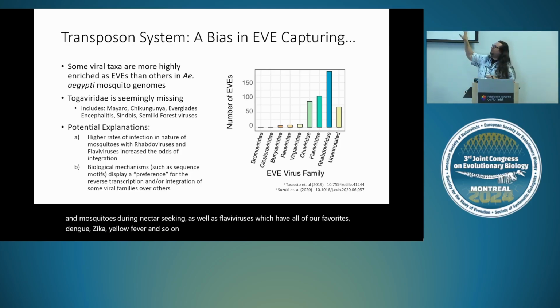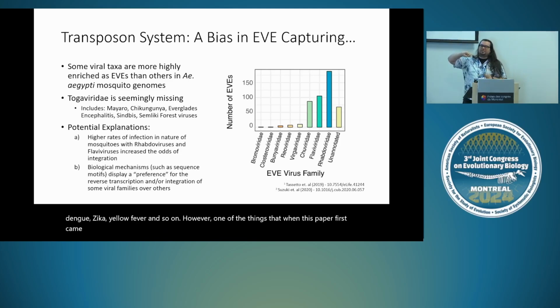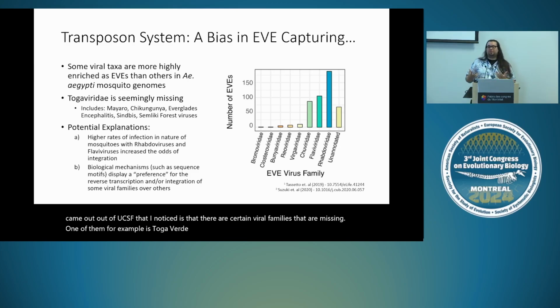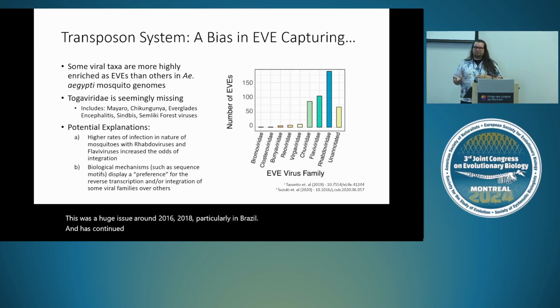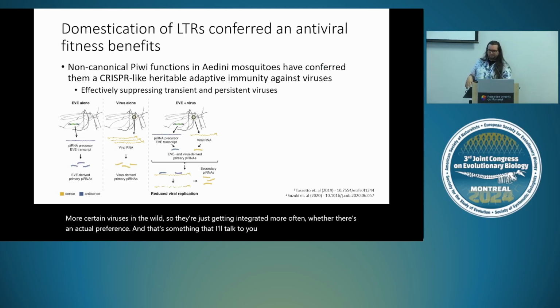However, one of the things that I noticed when this paper first came out of UCSF is that there are certain viral families that are missing. One of them, for example, is Togaviridae, which contains the chikungunya virus. This was a huge issue around 2016, 2018, particularly in Brazil, and has continued to ravage throughout Central and South America. And so there are these two explanations: whether there's just more of certain viruses in the wild, so they're getting integrated more often, or whether there's an actual preference. And that's something that I'll talk to you guys about later on today.